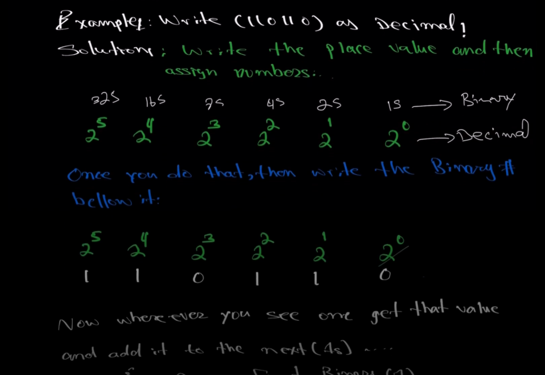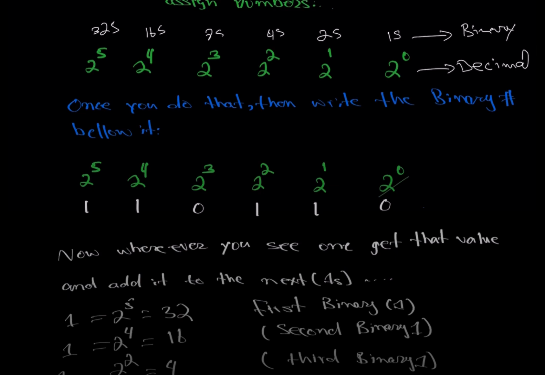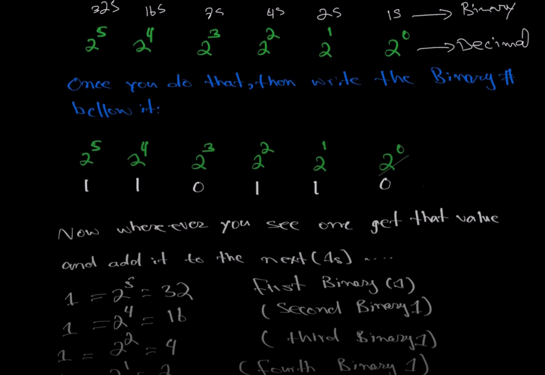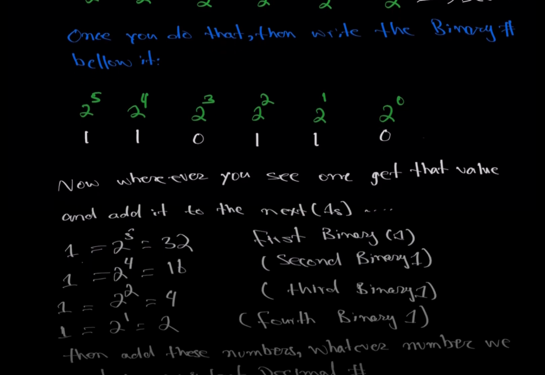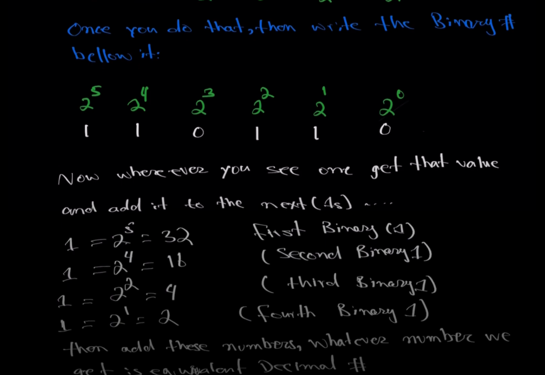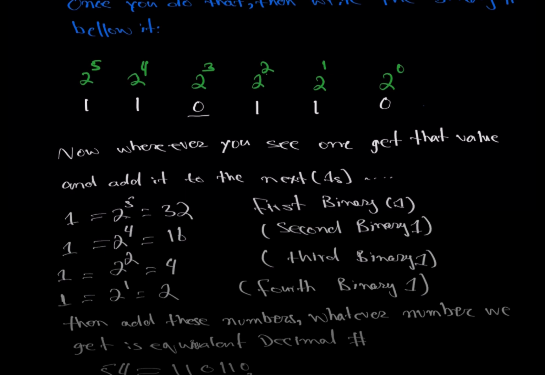So let's do that example, 110110. Okay, so we write down the placing values here. Now we will add: anywhere you see 1, that value we will be adding. The first 1 that you see here is 2 to the exponent 5, which is 32. The second one you see is 2 to the 4, which is 16. The third place has no 1, but there is a 1 right here, 2 to the 2, and then you see 1 there, 2 to the 1.